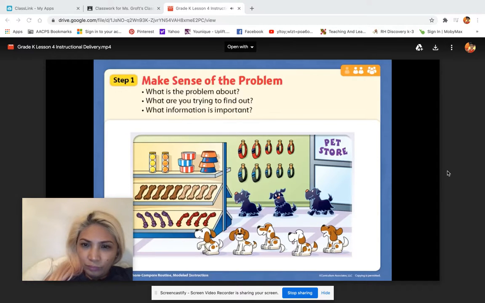The last question we're going to ask you is, what information is important? I will read the question one more time. 5 spotted dogs were in the pet store. 3 black dogs came in the pet store. How many dogs are in the pet store now? What information is important? If you said that there are 5 spotted dogs and 3 black dogs, you are correct.